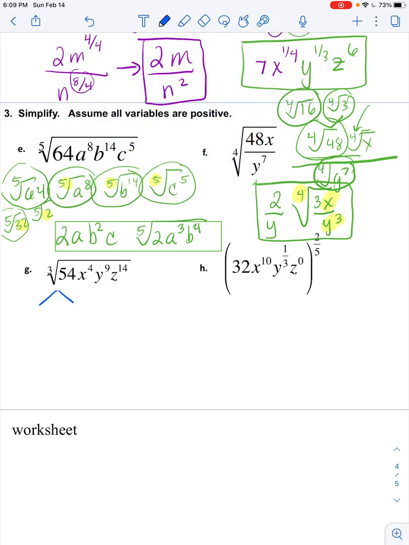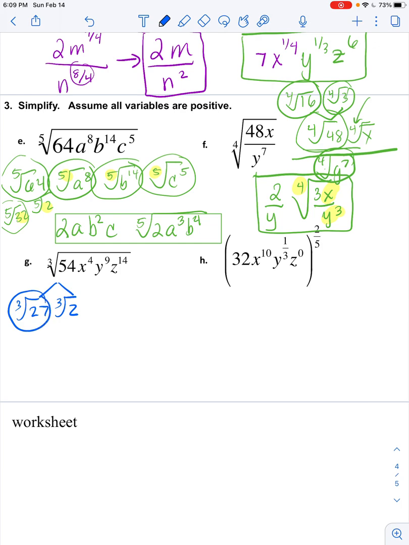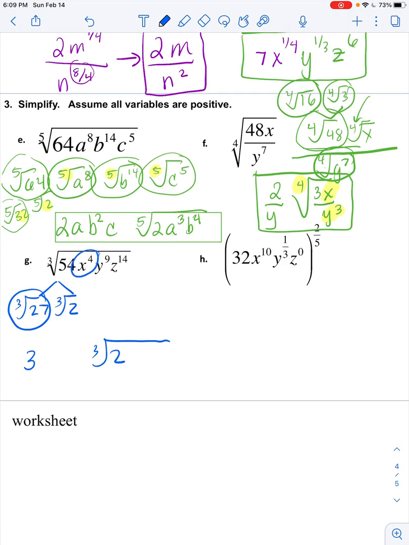So here, 54 is not in my third power column, but 27 is, and 27 times 2 is going to be 54. So this, because of my chart, comes out as a 3, and then the cube root of 2 is going to be stuck under. Now let's tackle the x's. I'm taking things out in groups of 3, and I have 4 of them. So that means one group of 3 can come out, but I'll still have an extra x left over.